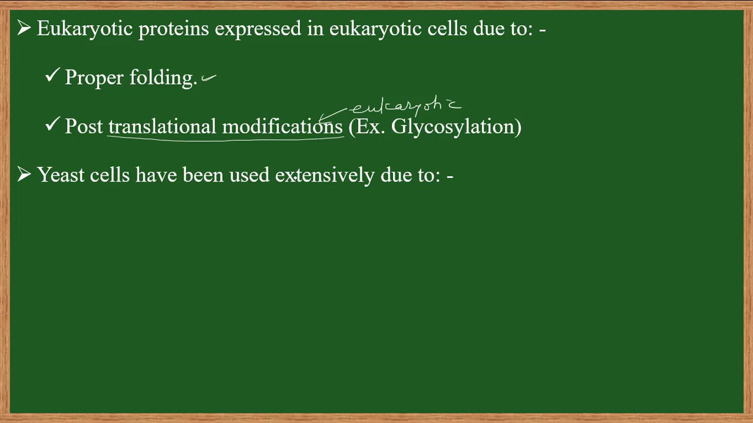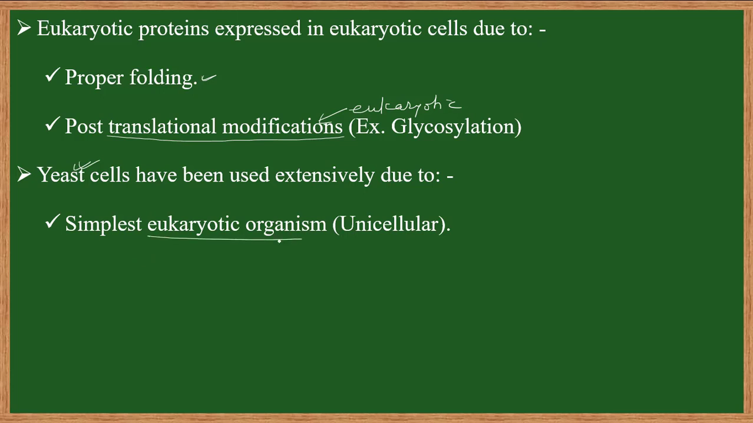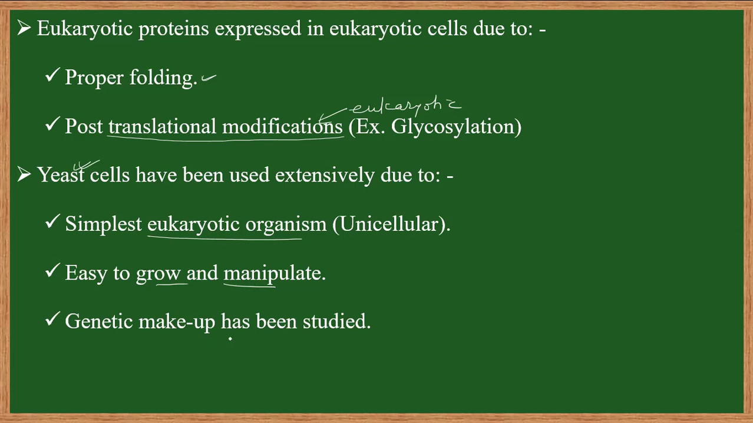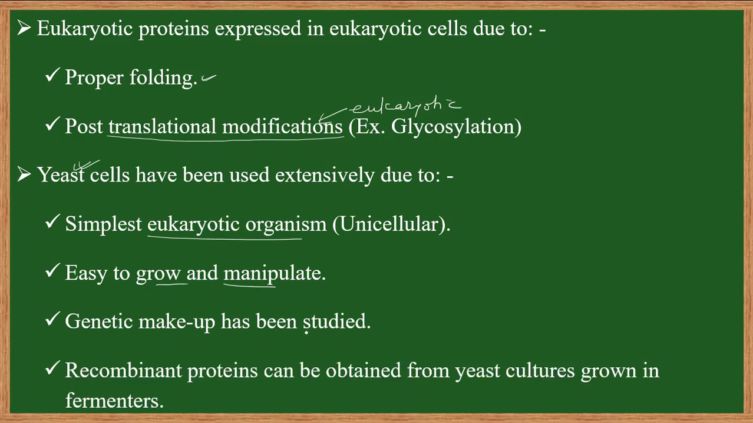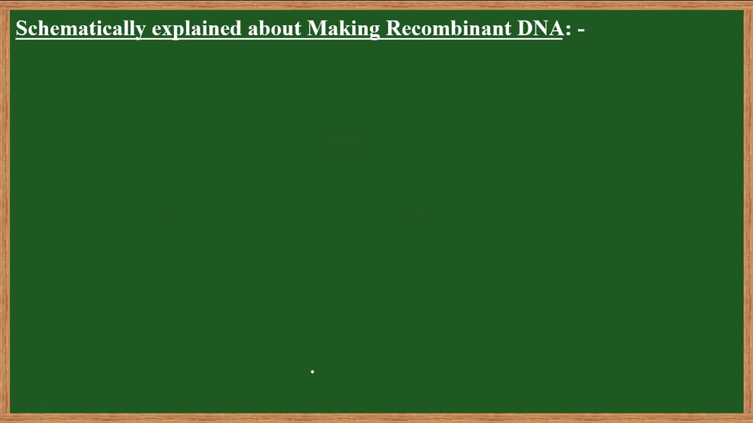Now the most used eukaryotic cell is yeast. What are the reasons? It is the simplest eukaryotic organism, unicellular and very simple, and its complete genetic makeup is also known. It is easy to grow and manipulate. The genetic makeup has been studied, and recombinant protein can be obtained from the yeast culture. It is also a non-harmful organism.